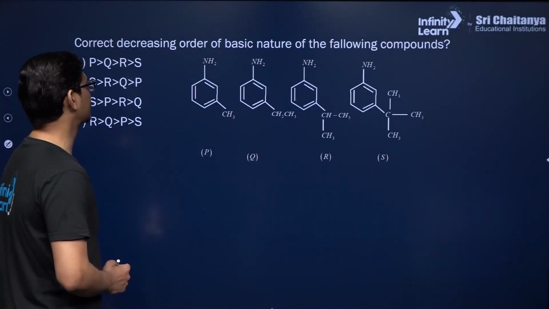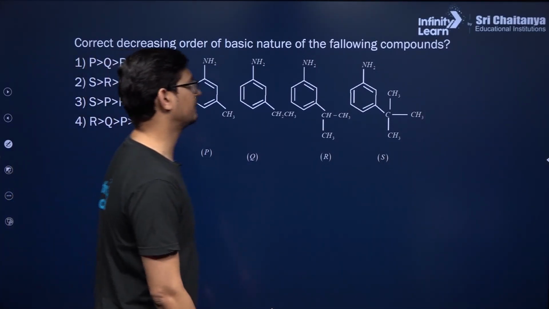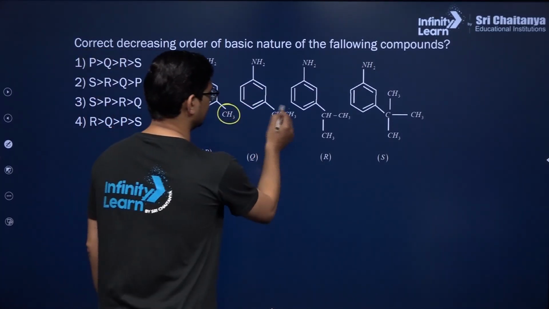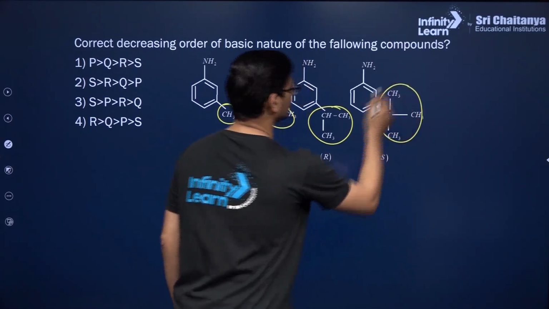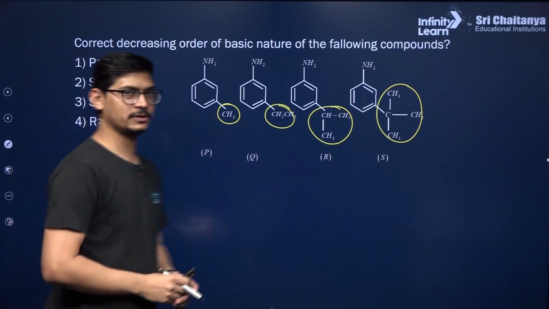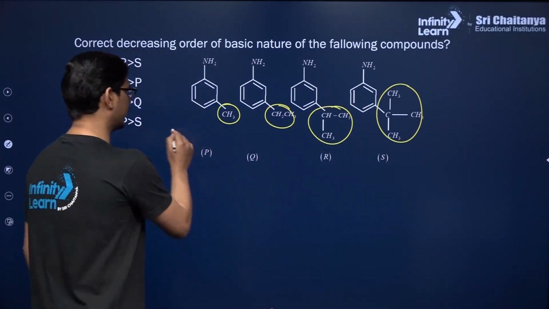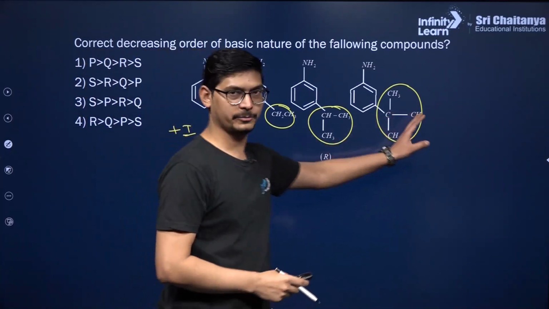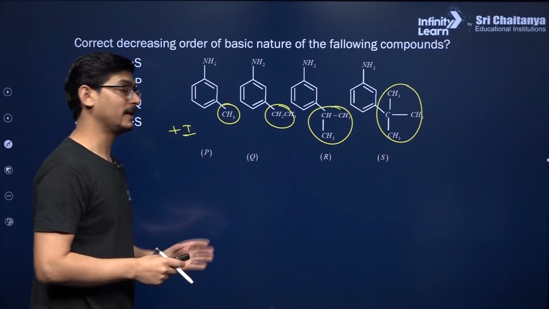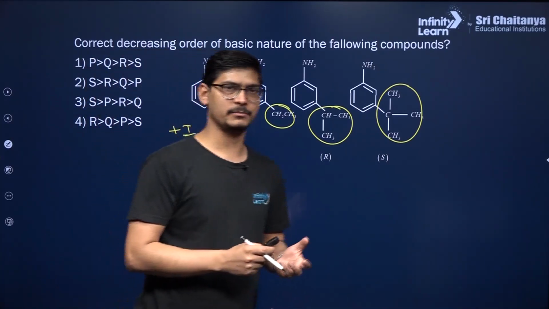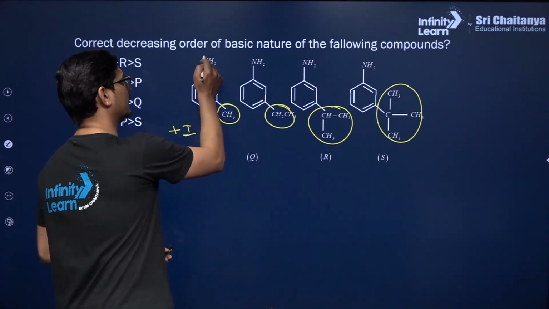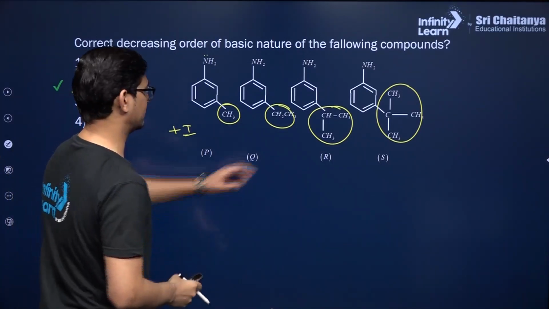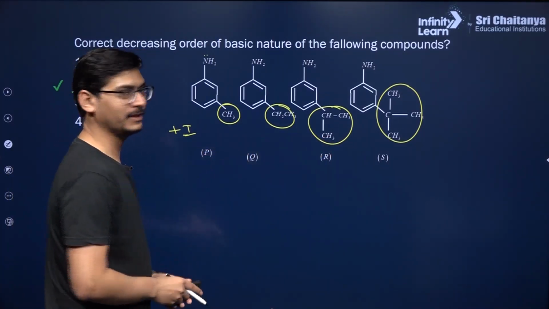The first question is, what is the correct order of the decreasing basic nature of the following compounds? All these are anilines, right? And you can see there is methyl, ethyl, isopropyl and tert-butyl. Because these substituents are present at the meta position, hyperconjugation will not work. So we are left with their plus I effect. What is the order of plus I effect? Plus I effect is maximum for tert-butyl and minimum for methyl. Now remember that electron donating groups increase basicity because by donating electrons they increase the electron density of the donor atom, right? So the correct answer to this question is option 2. S is maximum, right? Then R, then Q and then P.